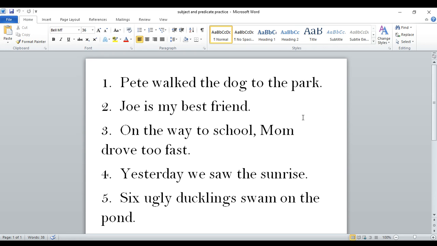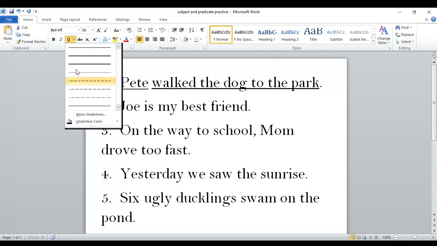So if we look at this first sentence, Pete walked the dog to the park, who or what is this sentence about? I hope you said it was about Pete. Pete is the subject of this sentence. And what did Pete do? He walked the dog to the park. So this is the predicate of the sentence.